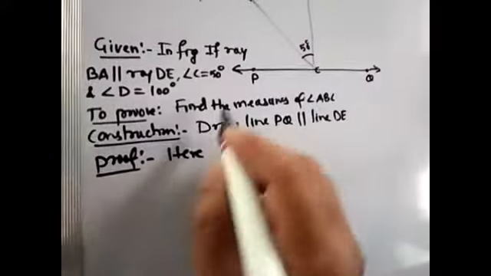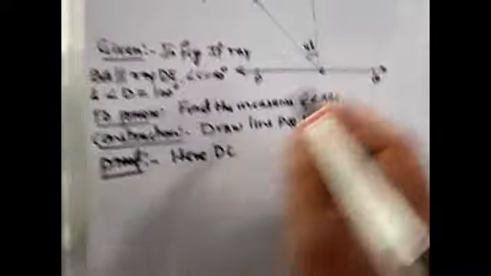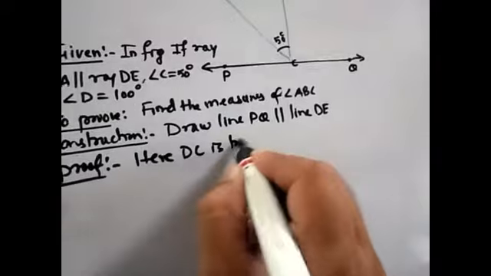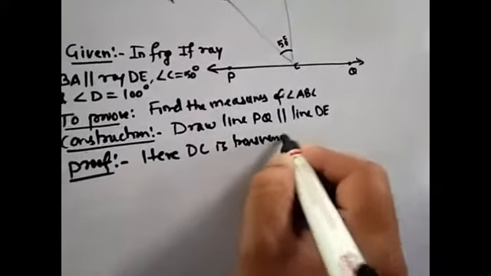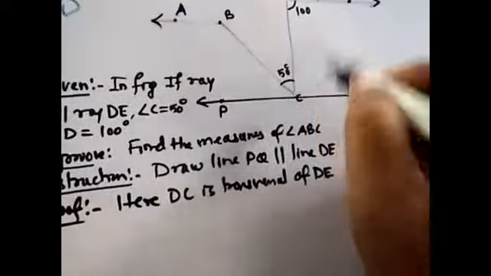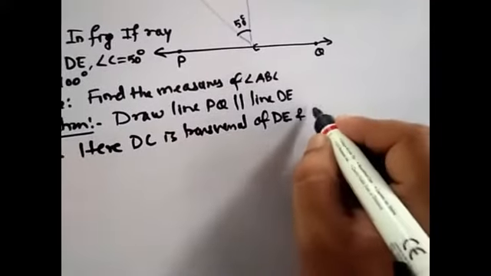Here DC is a transversal. DC is a transversal of line DE and line PQ.